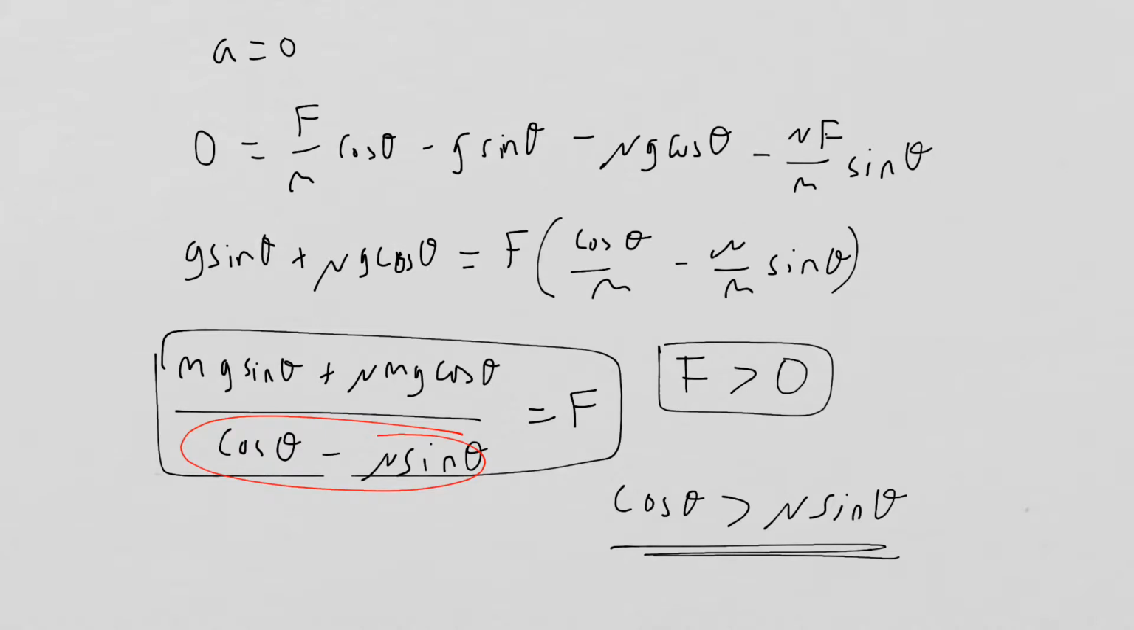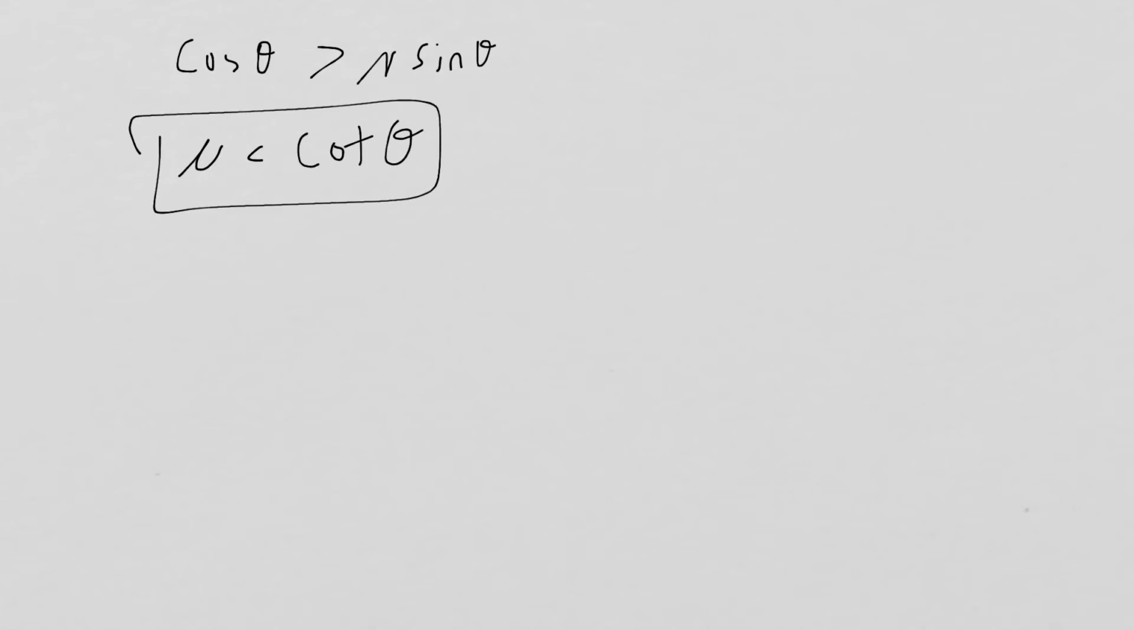And so all we need to do is rearrange that a little bit. I'm just going to go to one more slide. So if we have cosine theta greater than mu sine theta, then we can rearrange to get mu must be less than cotangent theta. And so that's your condition on a relationship between mu and theta such that the solution is physically meaningful.